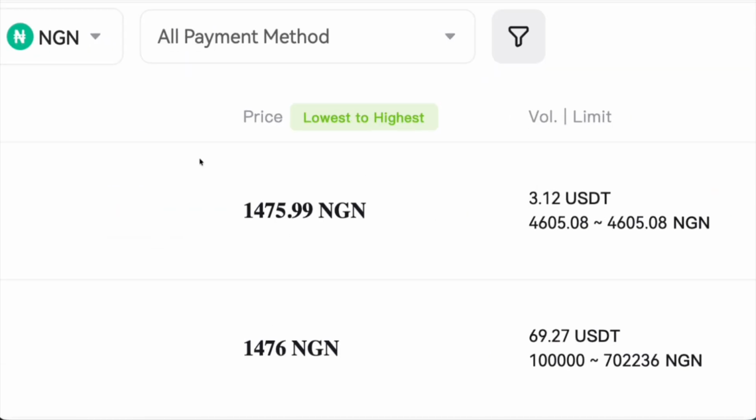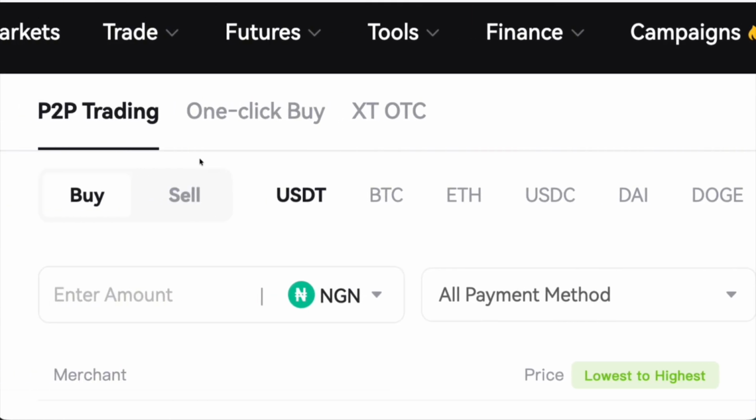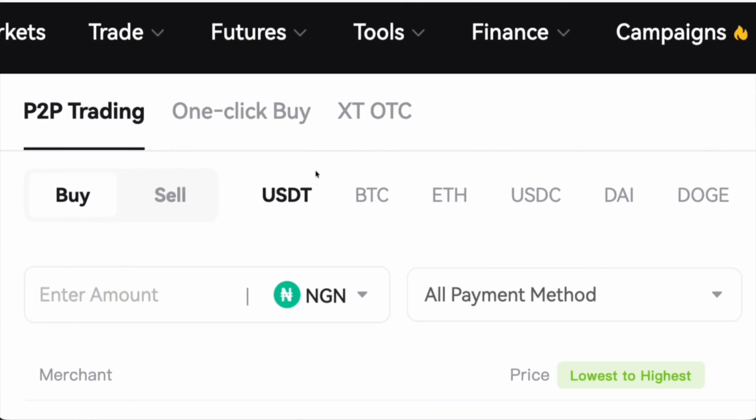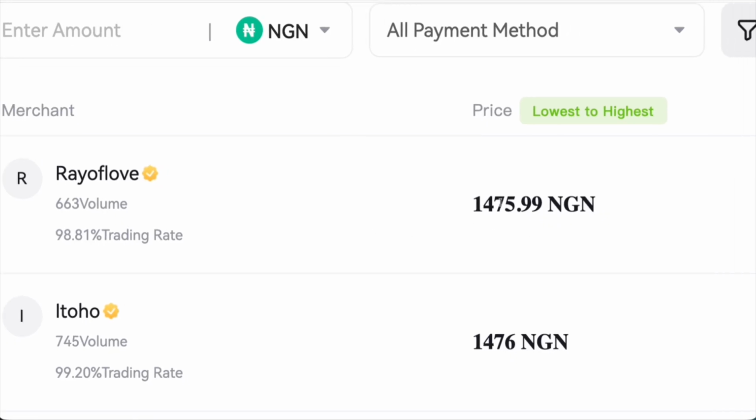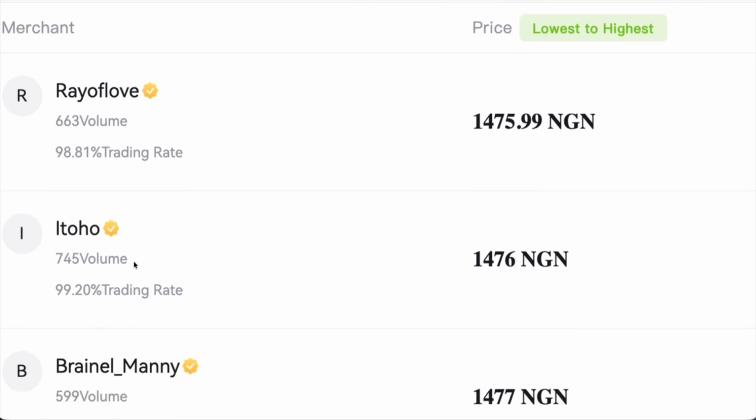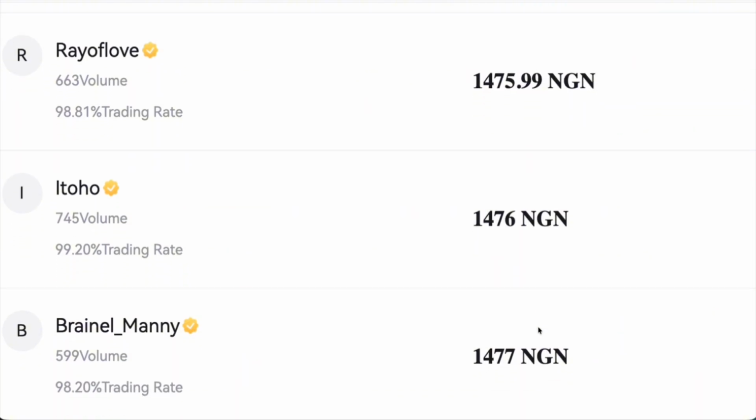If I'm going to buy, if I come up here, you see that we are on the buy tab. So if I'm going to buy USDT, this is how much I'll be buying one USDT, right? This is how much I'll be buying one USDT from this particular merchant right here, and it goes on. So if I want to buy from the next merchant, you can see it going on.